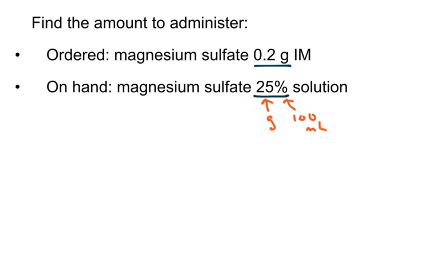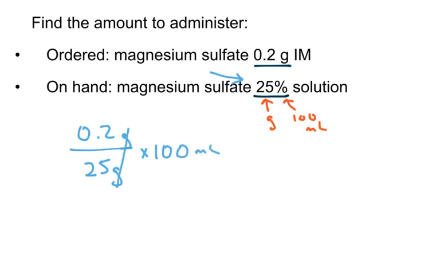So when you're setting up the problem, you just use this information right here to work your problem. What you have ordered is 0.2 grams, over what you have on hand, which is your 25 grams per 100 milliliters.